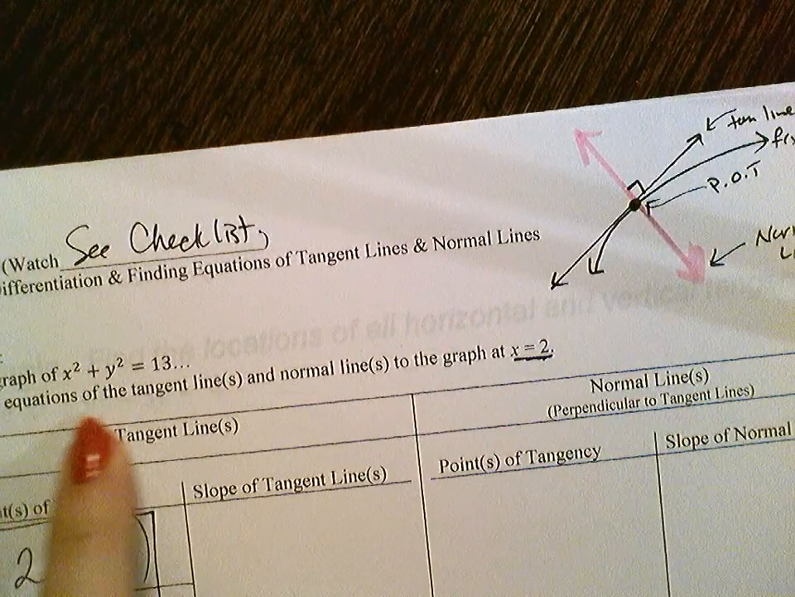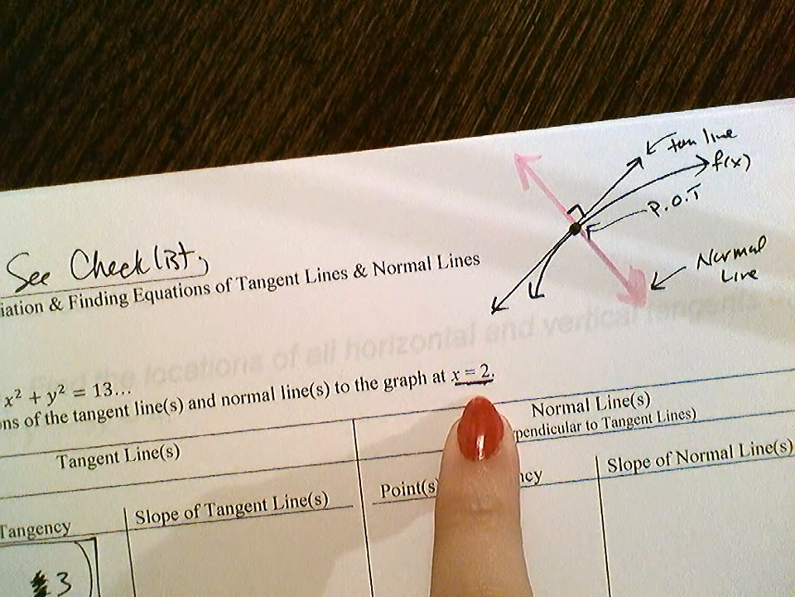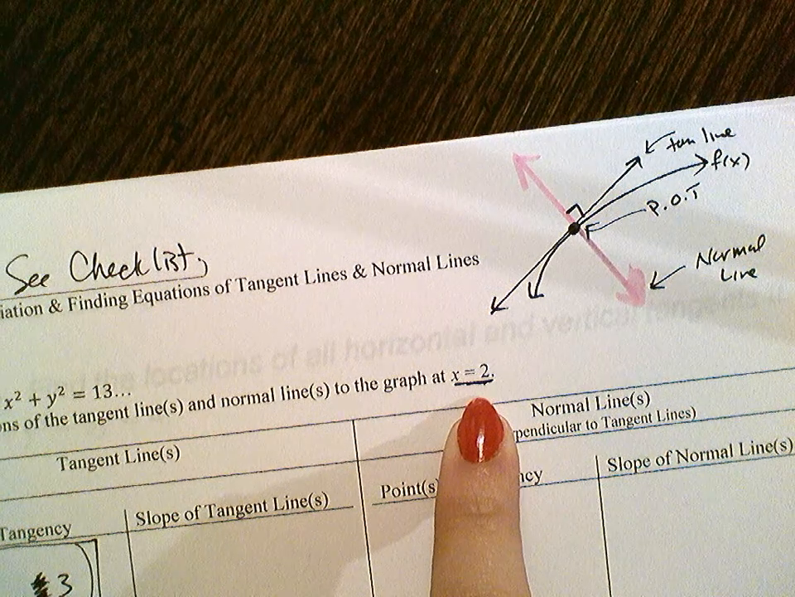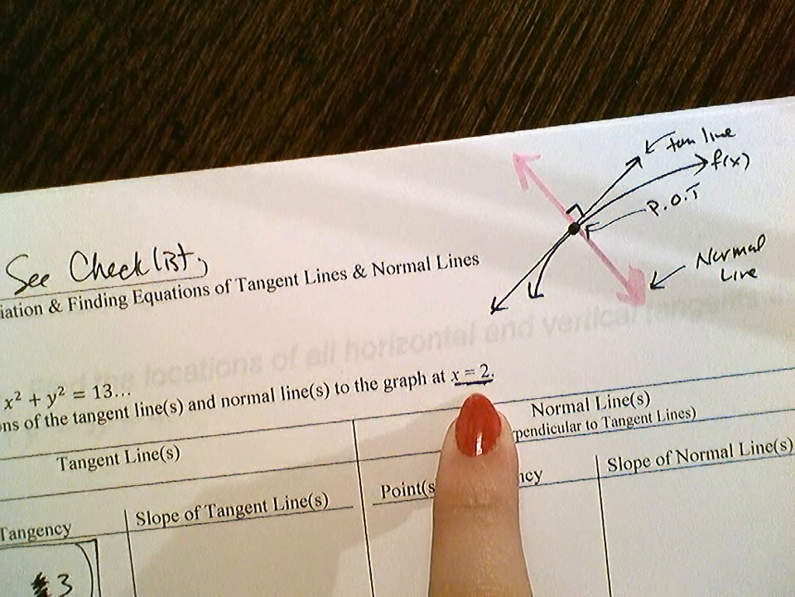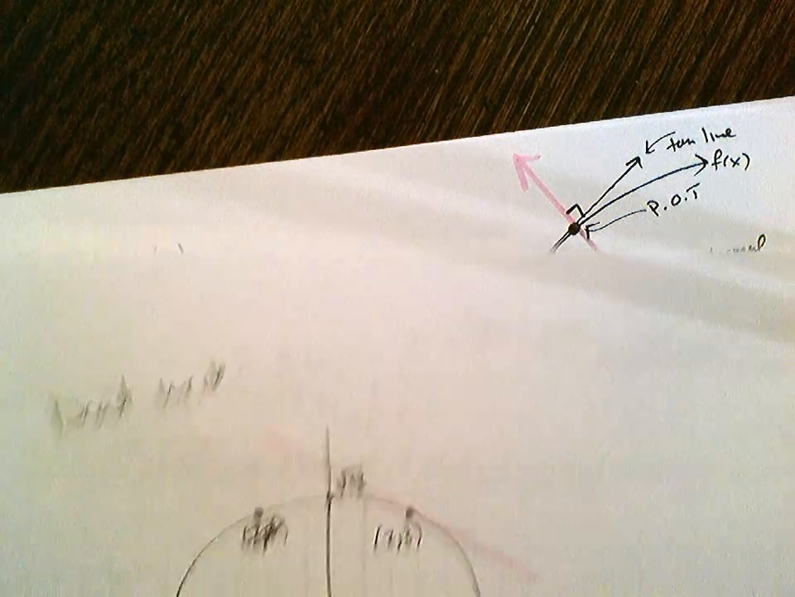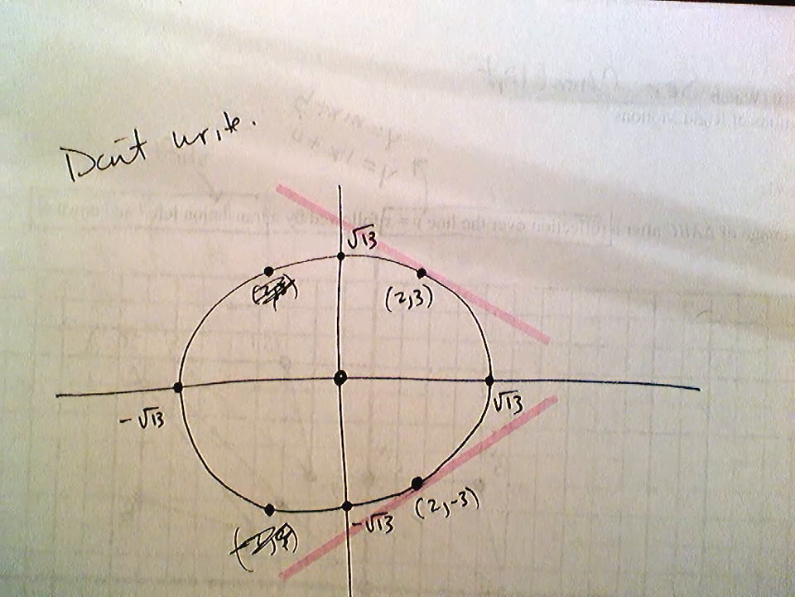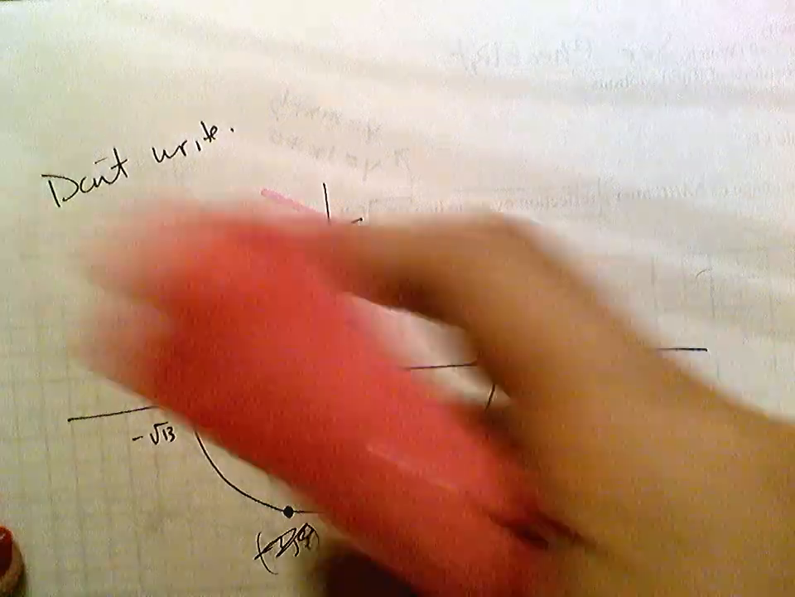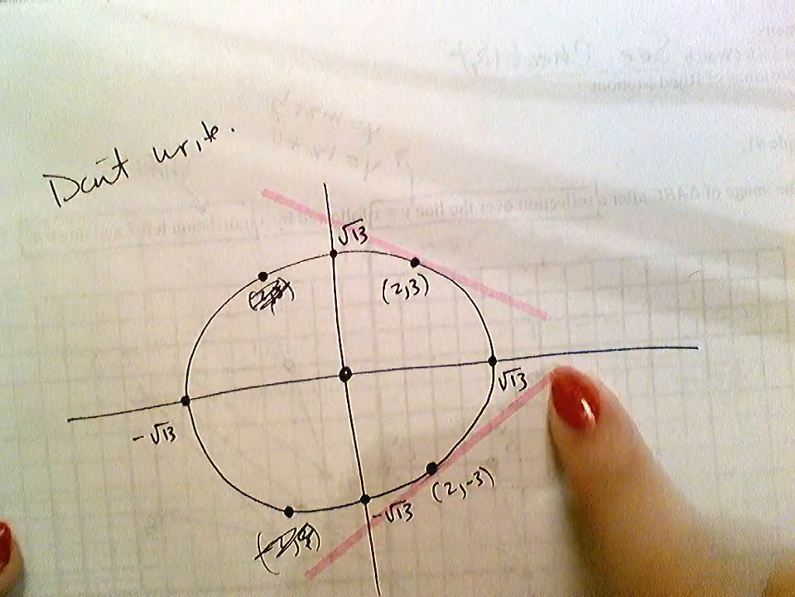It makes sense that we'd have 2 tangent lines because they wanted us to find the equation of the tangent lines and normal lines to the graph at this point. Well, a circle is not a function. It doesn't pass the vertical line test. So it's going to have 2 y's for a lot of its x's. And if it has 2 y's that correspond to the x value of 2, then we'll have 2 points of tangency, hence 2 tangent lines. And notice their slopes will not be the same. This one will have a negative slope, that one will have a positive slope.